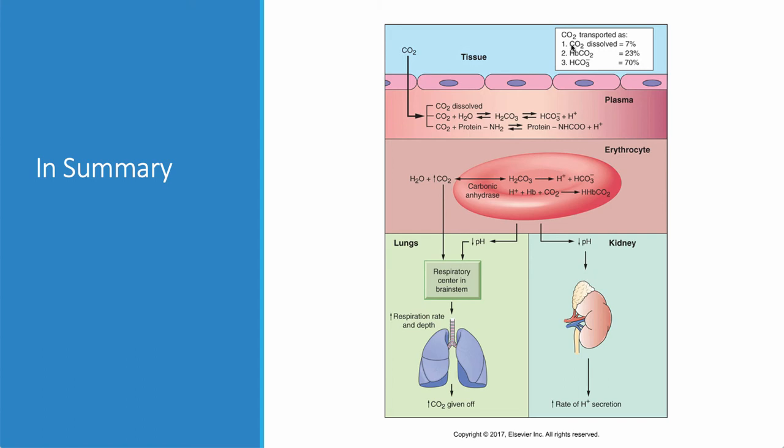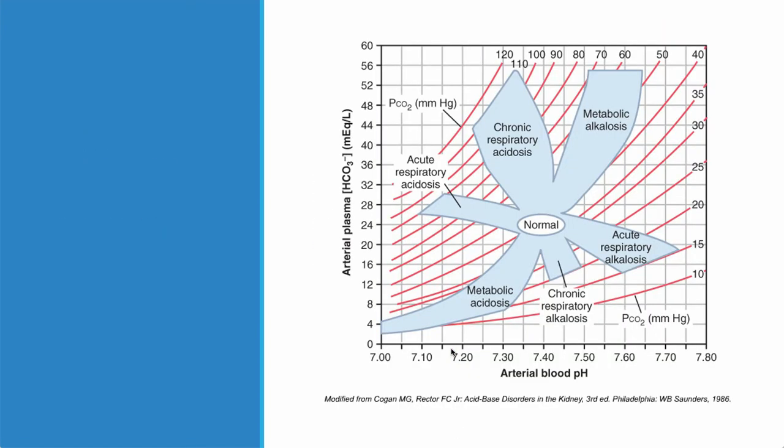CO2 is transported dissolved. It's dissolved as PCO2, about 7% of it. About 23% is carboxylated hemoglobin, and then the rest of the CO2 is present as bicarb ion. Okay. The red blood cells participate in this process as well, as do the kidneys and the lungs, to maintain acid-base balance. And you can plot all of this stuff with this graph.